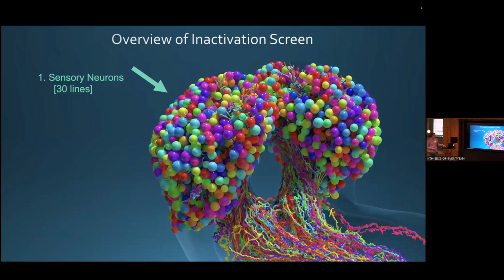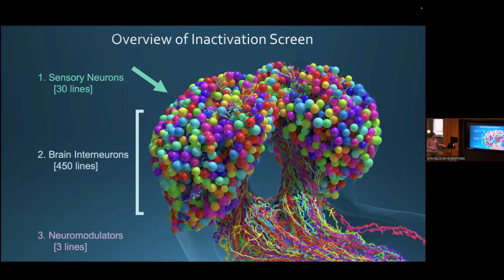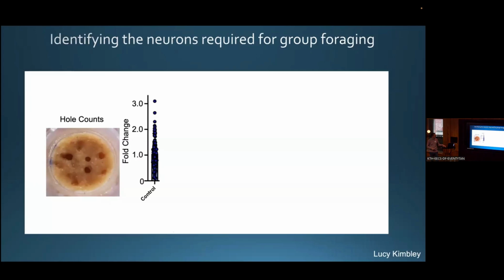So first sensory neurons to figure out which sensory modalities are important for the behavior. Later on, brain interneurons, as well as some neuromodulators. So that's the plan for this. We do have the first bit of this screen completed for the most part, looking at the sensory neurons. So this is fold change, where one is the control level, we just normalize there. So this is hole counts.